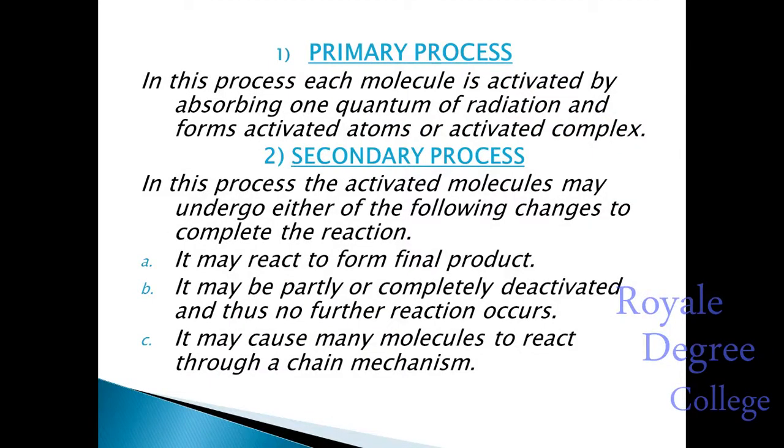First of all, we'll see the first step, that is the primary process. In this process, each molecule is activated by absorbing one quantum of radiation and forms an activated atom or activated complex. Second is the secondary process. In this process, the activated molecules may undergo any of the following changes to complete the reaction. First, it may react to form final product. It may partly or completely deactivate and thus no further reaction occurs. And it may cause many molecules to react through a chain mechanism.